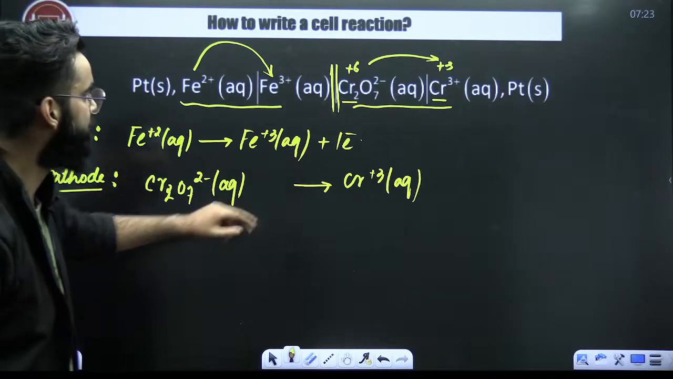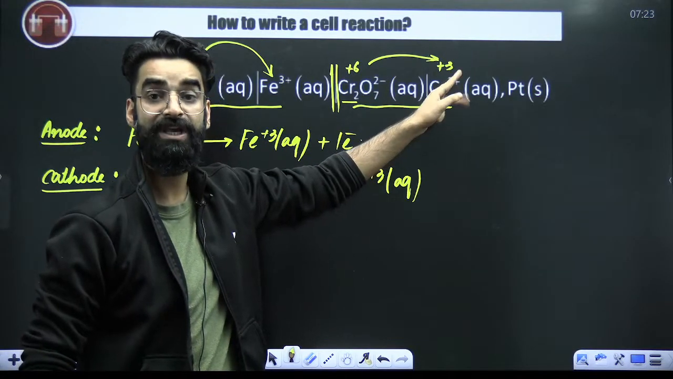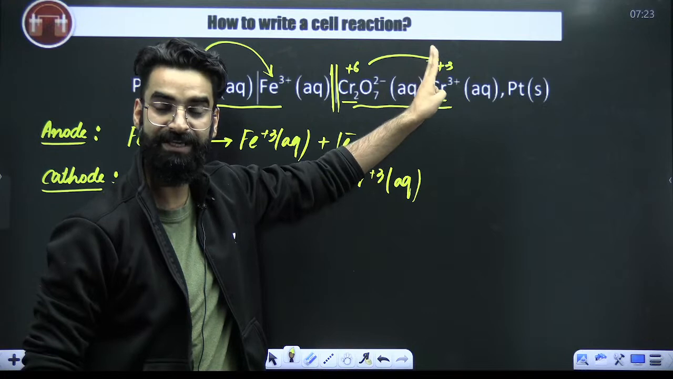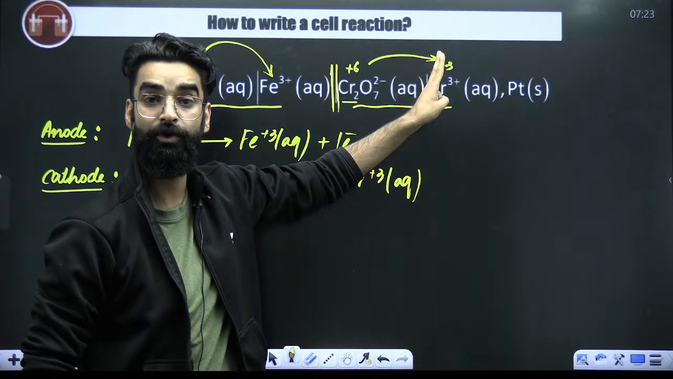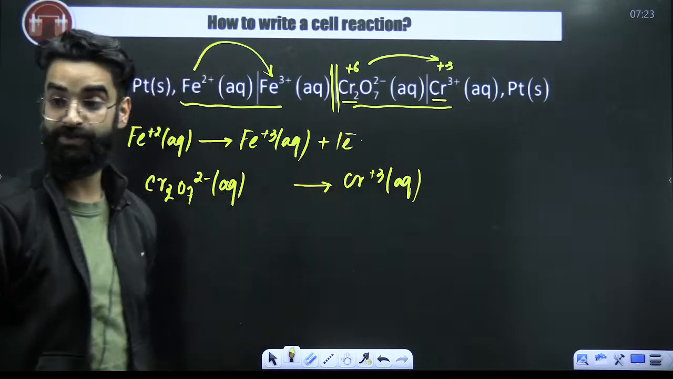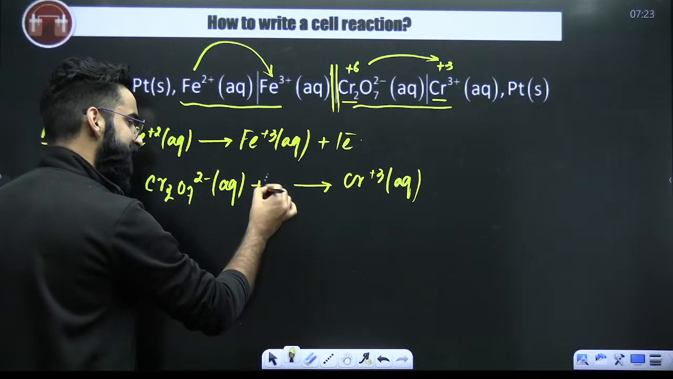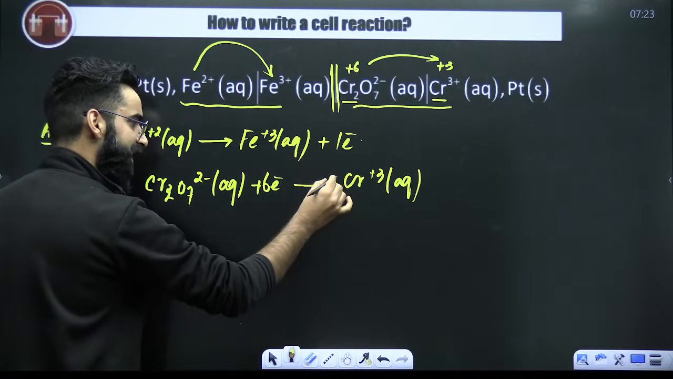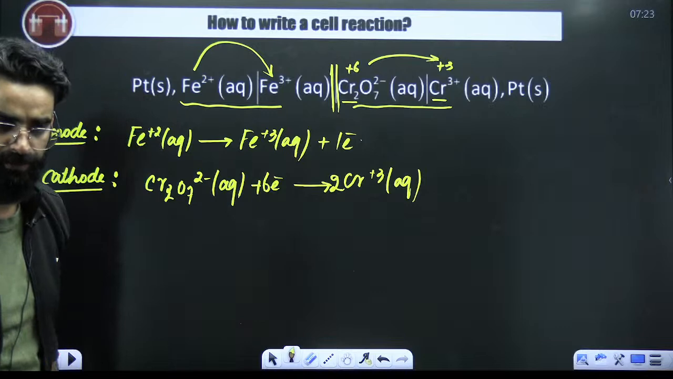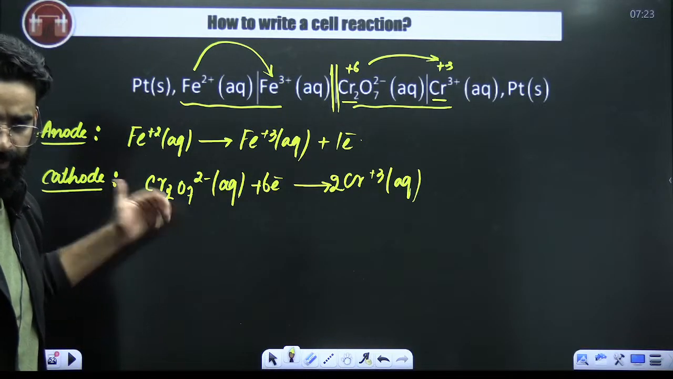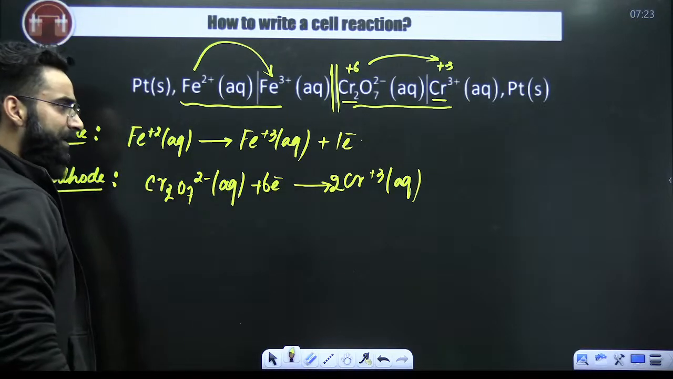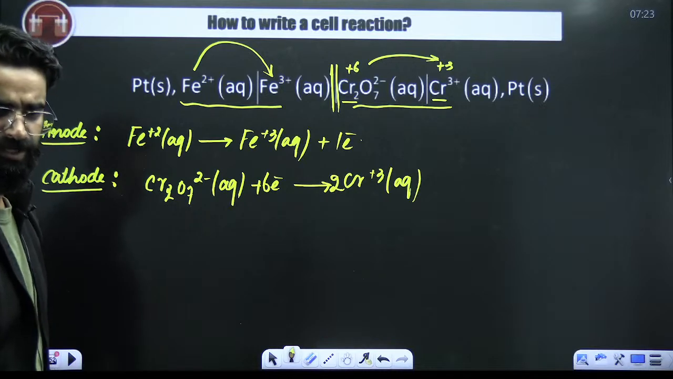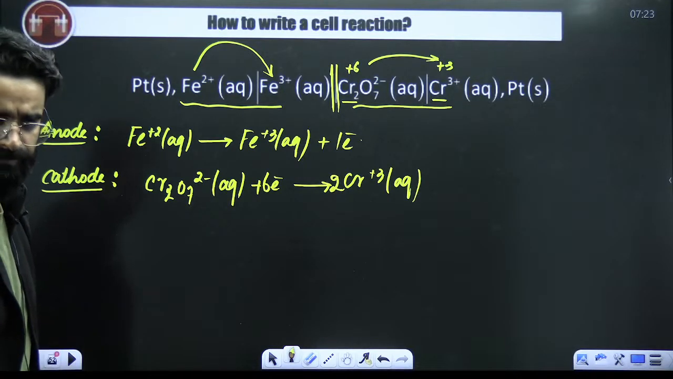Now how many? Plus 6 to plus 3, change is 3. 3 is the change in the oxidation state for one atom of chromium. But I have two atoms, so 3 2s are 6. So it'll be gaining 6 electrons, and at the end, it'll be getting converted into 2 times Cr3+, because you have got 2 chromium, right? Now tell me one thing. Are the electrons balanced?